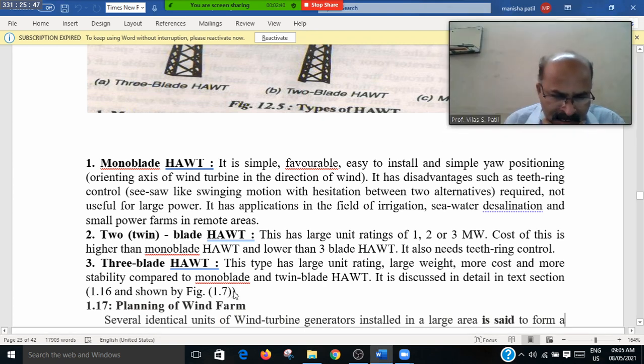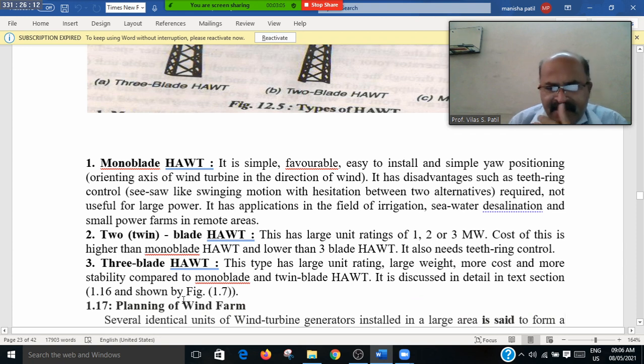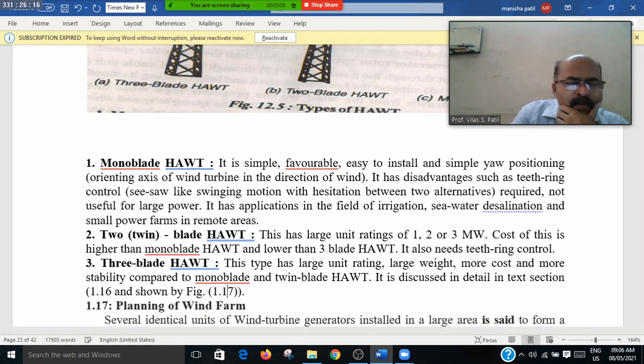Then number 3, that is the 3 blade HAWT. This type has a large unit rating, large weight, more cost and more stability compared to monostable and twin HAWT. It is discussed in detail in the text, section 1.7.